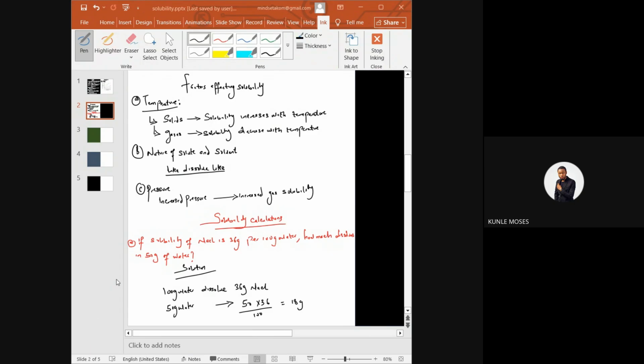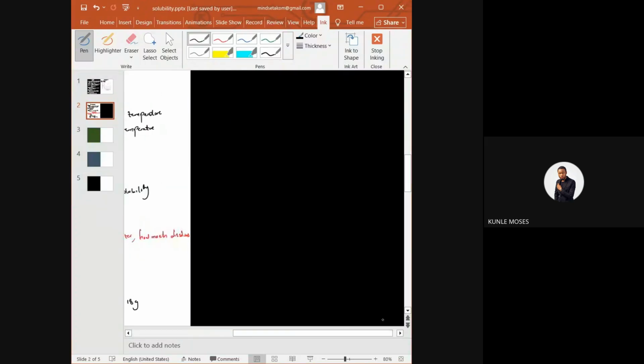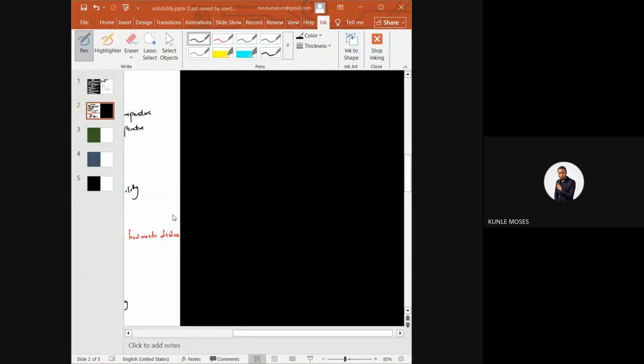So it simply means that the solubility is actually directly proportional to the amount of water. That means half the water is equal to half the solute. And if you double the water, you have to double the solute. That's clear, right? So let's move to a slightly advanced question on solubility. I believe that is clear for everyone.